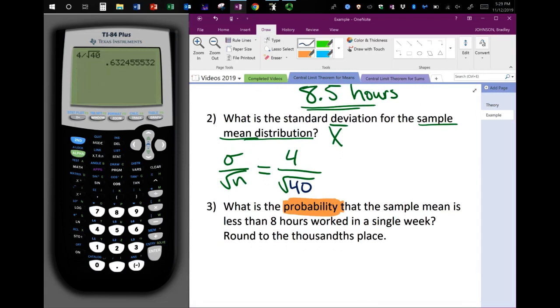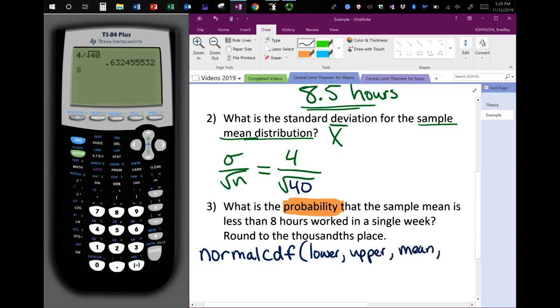So if you've thought about it a little bit, now we want to use what's called normal CDF in your calculator. Normal CDF always goes in this pattern: lower bound, upper bound, comma, then you have your mean, and then you have your standard deviation. I'll just denote it like that. So we need to put the mean and the standard deviation.